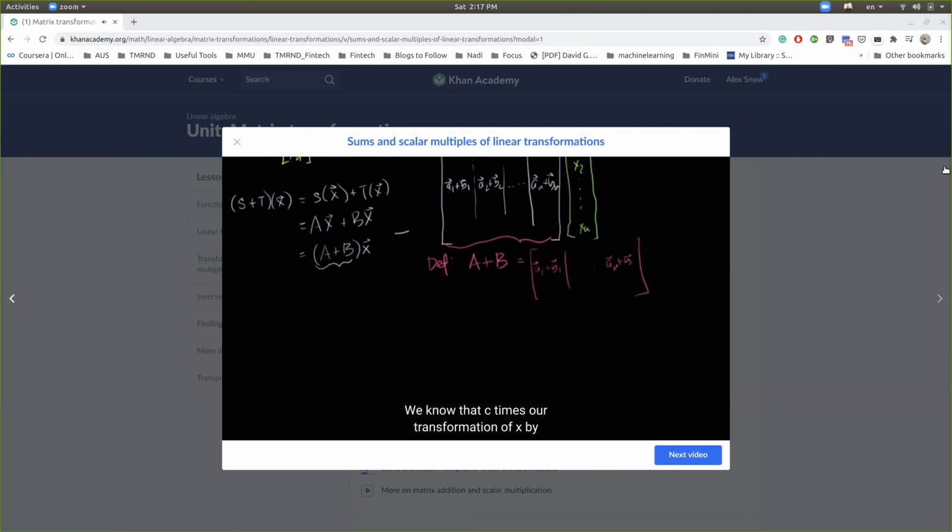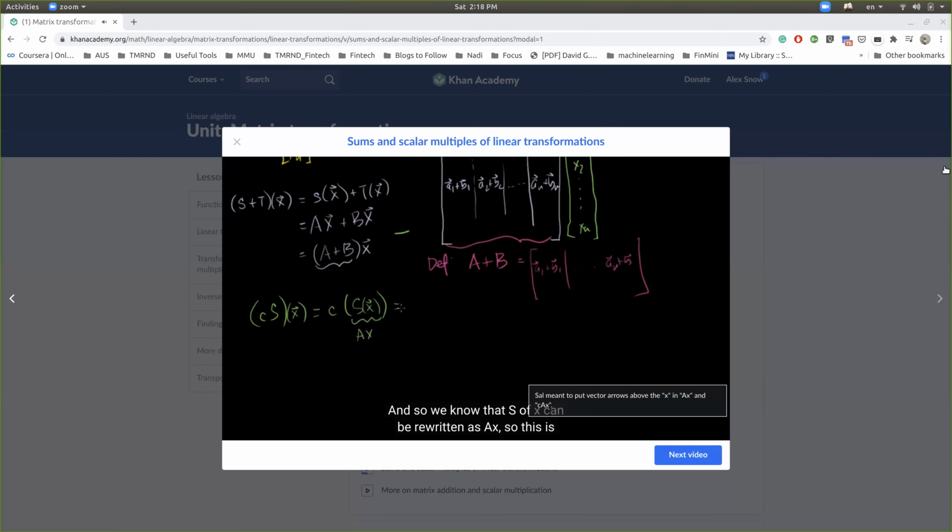Now let's do the same thing with scalar multiplication. We know that c times our transformation of x, by definition, is c times the transformation of x. So c times whatever vector this is in Rm. And so we know that S of x can be rewritten as Ax. So this is c times A times x.